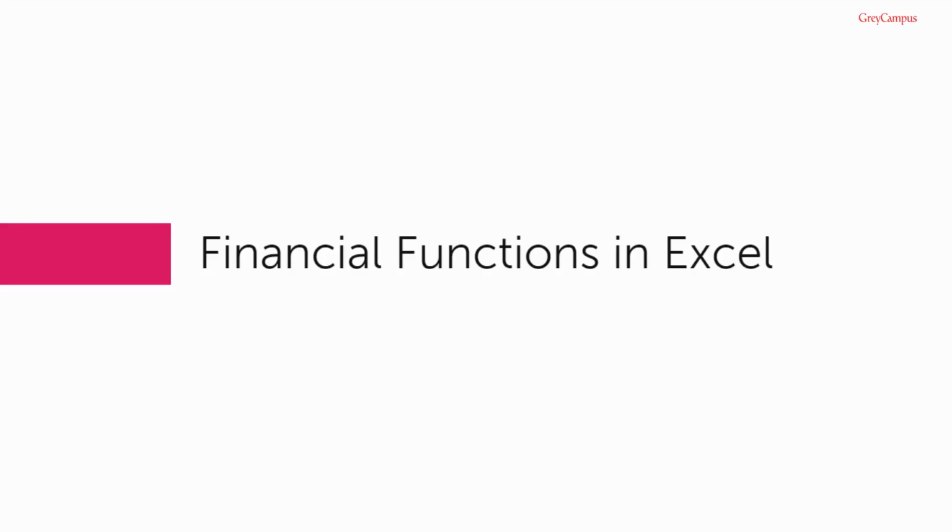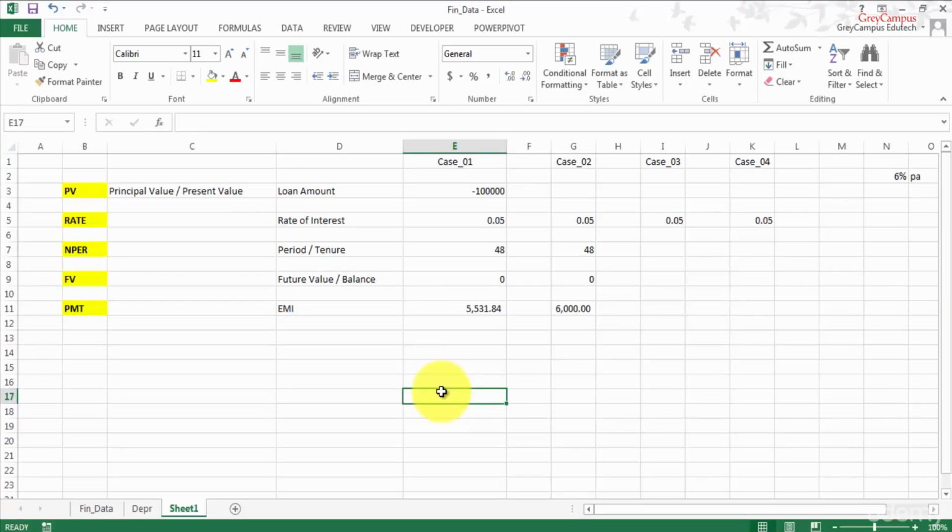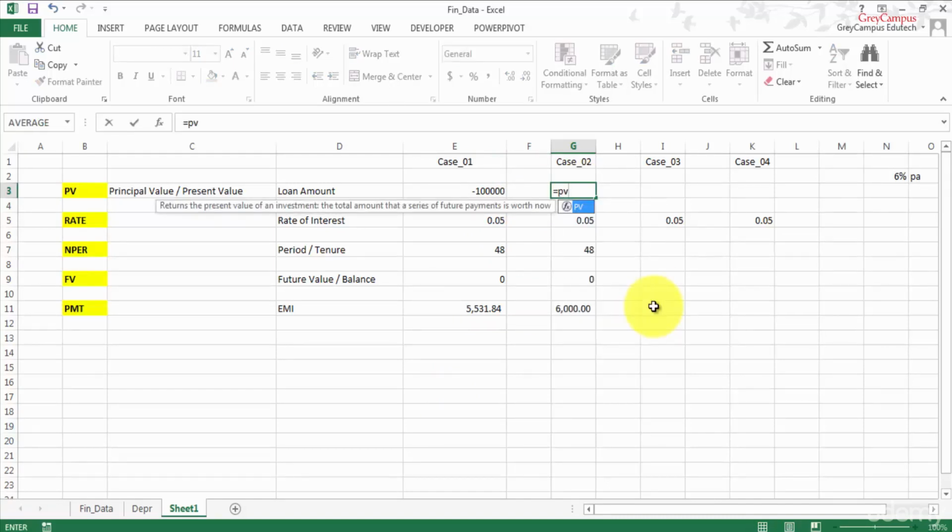These are the functions that we will be looking forward for: PV, FV, NPER, RATE and PMT, for calculating financial statements. So what we are going to do here, we will simply go to this cell and say that I want to check the loan amount. So I will say equal to PV.